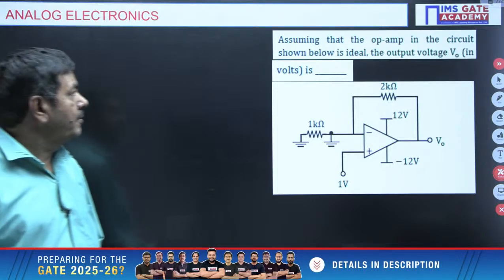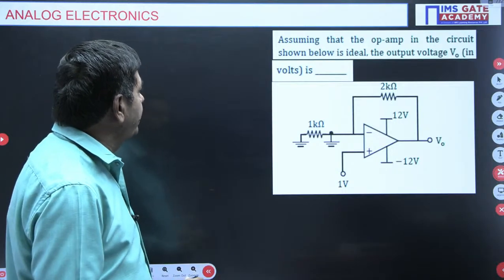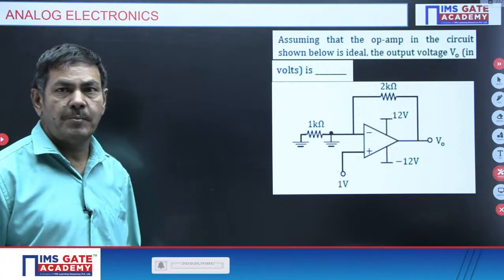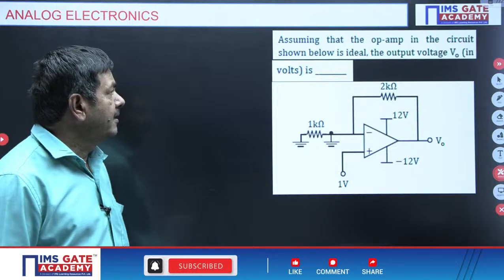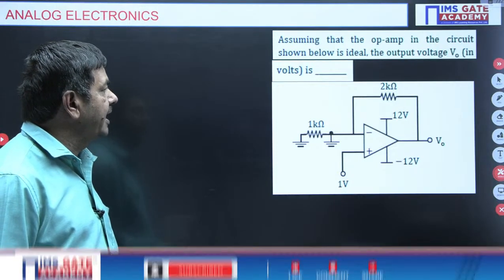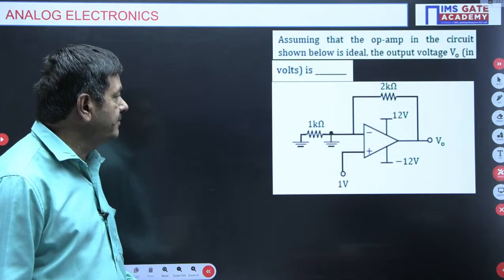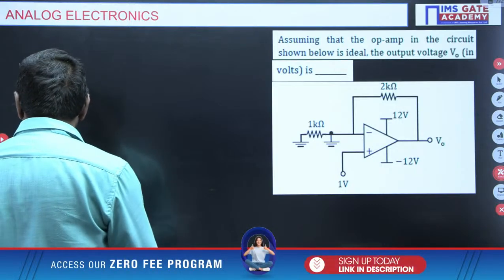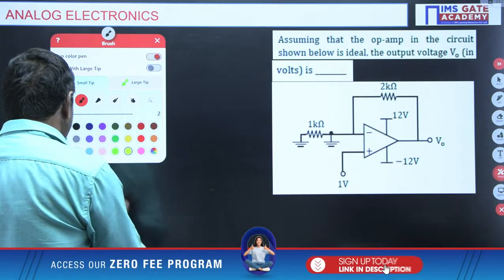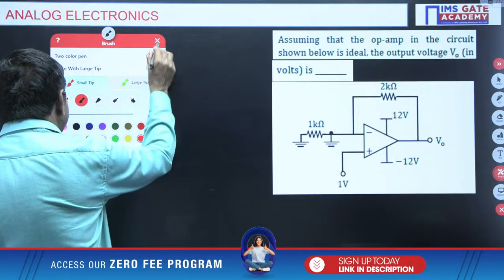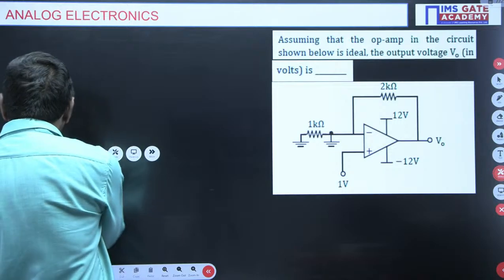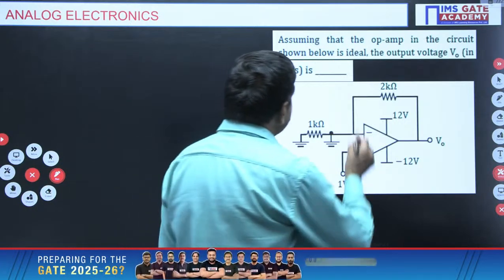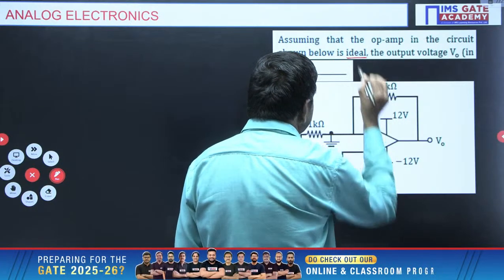What way can we do this problem? What is the given problem first of all? Assuming that the op amp in the circuit shown below is ideal. The operational amplifier is ideal, clearly given. The output voltage V0 in volts is asked. How to get this V0? If a problem is given, you need to check whether the op amp is ideal or not ideal. If it is non-ideal, the process will be different. Here it is clearly given ideal.